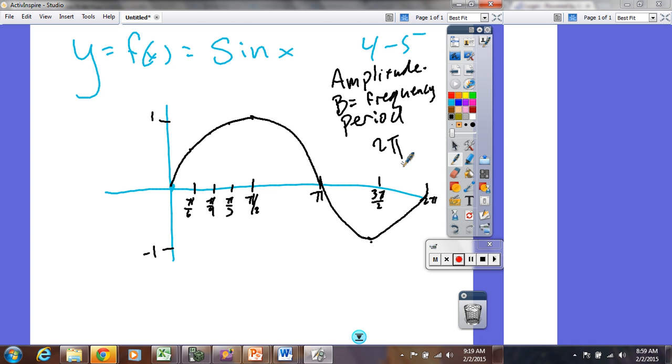Okay. Anybody have a question? So period is when it gets back to the original starting point, the distance of one complete cycle. So in this case it would be pi, or no, 2 pi, because it's the distance of one complete cycle. At pi, it's only half of our cycle, right?